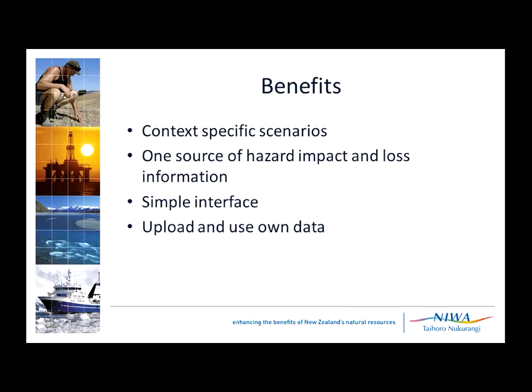So we've sort of touched on some of these benefits, but hopefully the idea is that it's context specific, which goes against some of the stuff that we were seeing earlier. It's one source that you can go to. It's hopefully a simple interface. So not just your emergency responders, but maybe someone in land use planning who might not have that much knowledge about risk can go in and start to produce a scenario and start to understand those results coming out.